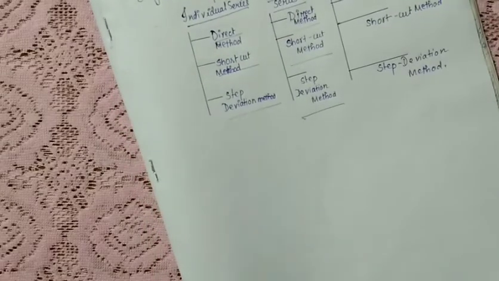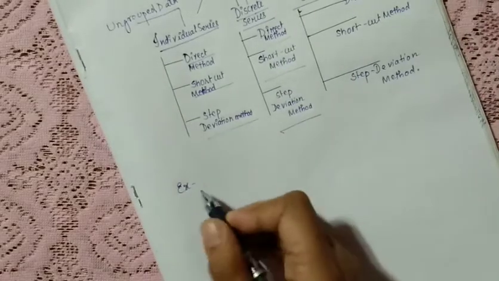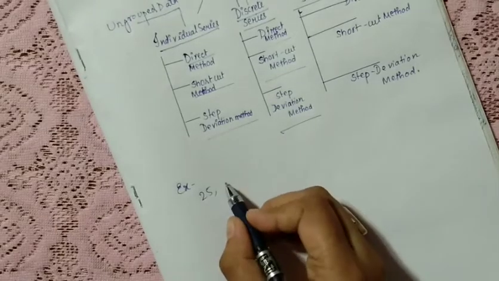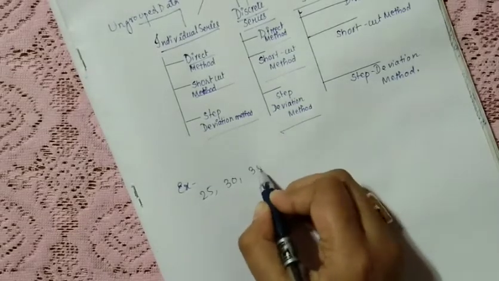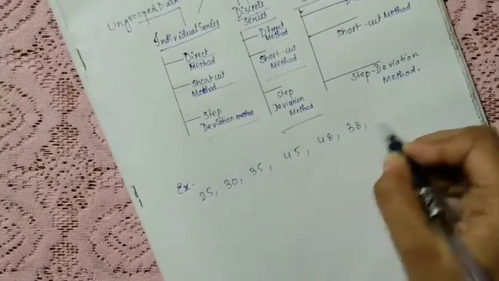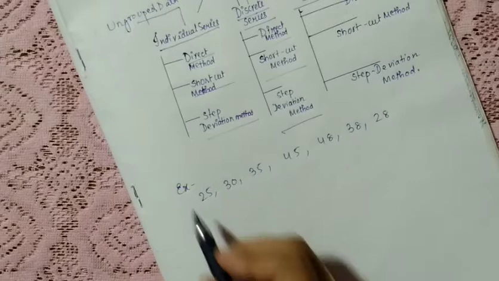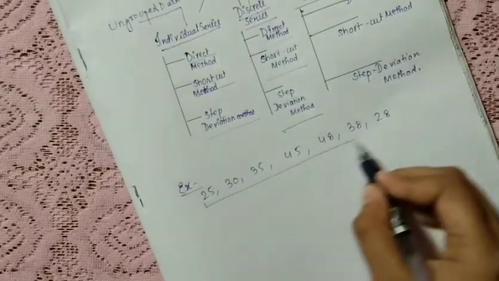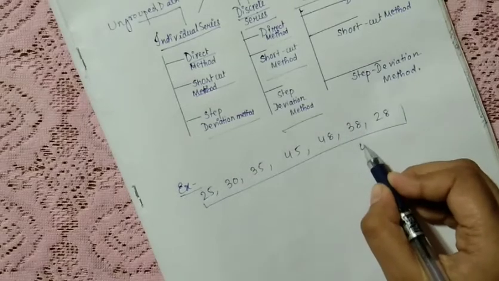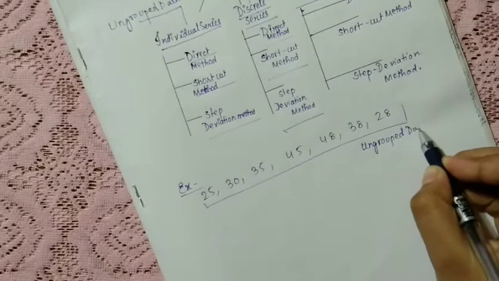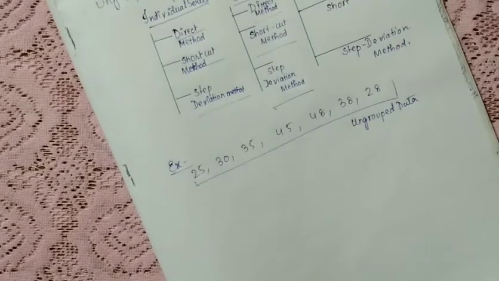Suppose this is the marks of students in maths. Students scored 25 out of 50. Okay, 25, 30, 35, 45, 48, 38, 28. So this is raw data. Nothing has been done on this. So this is raw data and this is ungrouped. Clear?